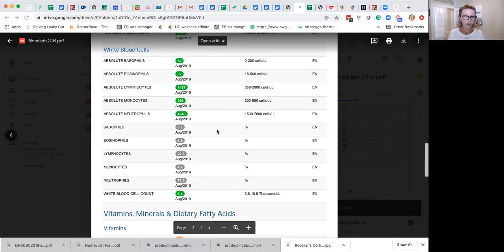So again, this is kind of in a weird order, but here's my white blood cell count, total count at the bottom. And it's normal. But I'm going to show you that in 2018, it wasn't normal. It was too low. And we'll talk about that.